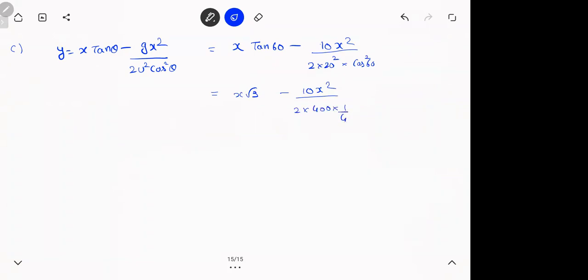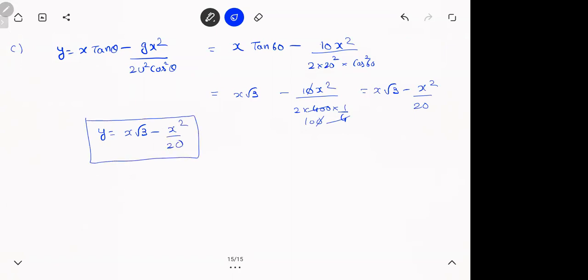Cos 60 is half, so cos square is 1/4. So 1/4 of 800 is 200, and you get x root 3 minus x square by 20. So the equation of the trajectory is x root 3 minus x square by 20. So this is the equation of trajectory. Just substitute theta, u, and all the stuff in that.